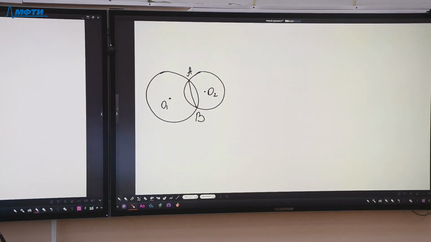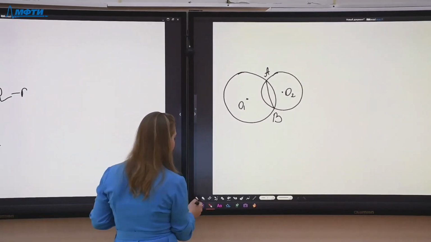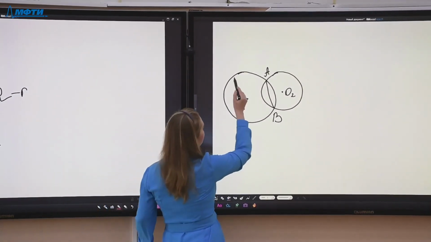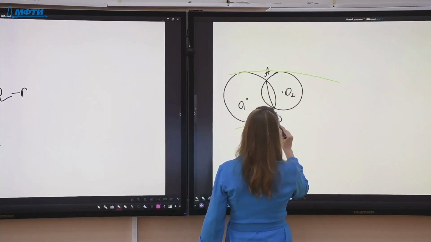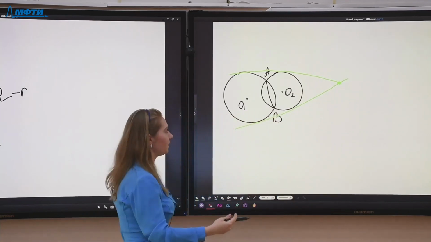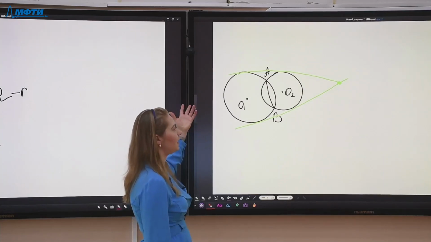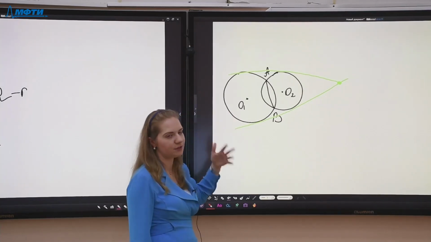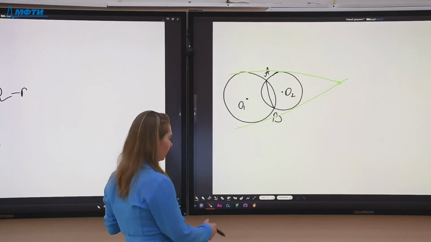Well, if these two circles are not congruent, if they have different radii, it means that they have two common tangent lines, and these two tangent lines will intersect somewhere outside the circles. If they are congruent, it means that they again have two tangent lines, but these two tangent lines will be parallel.